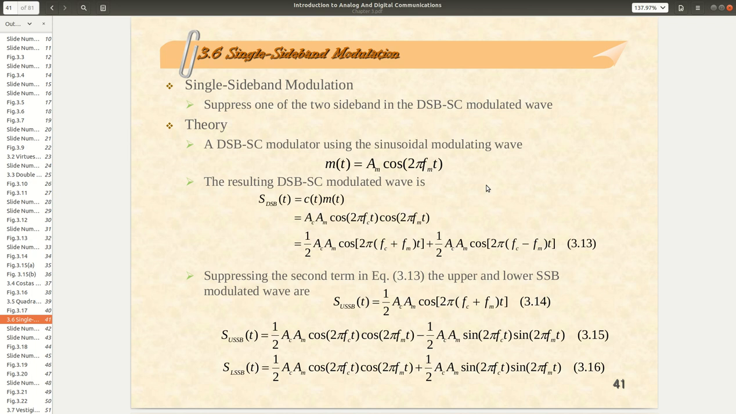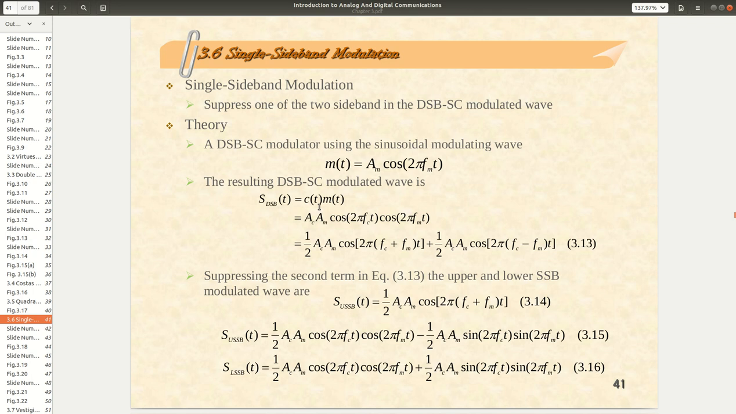So we want to send as low as possible from the signal to increase the efficiency by decreasing the transmitted power and the transmitted bandwidth, so we can send other information or other signals. So the double sideband AM, cosine 2 pi fm t, this is the double sideband.